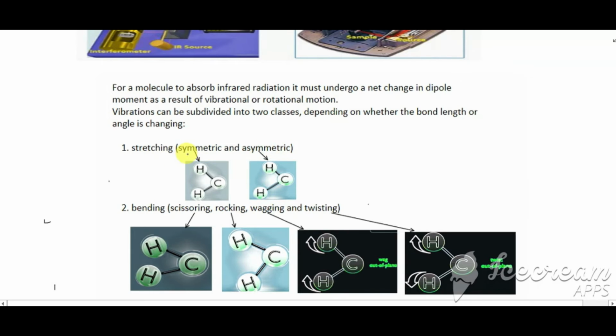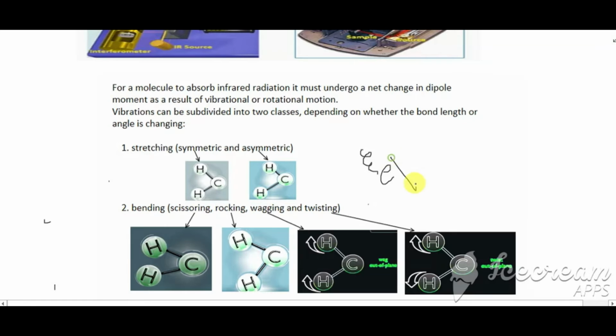Normally they can vibrate in two different ways: stretching and bending. When stretching happens, for example, think of a spring. When you play with this spring, you get relaxation and compression. So in stretching we have two different kinds of vibrational motion: one is symmetric, one is asymmetric.